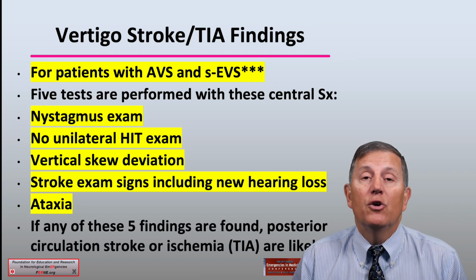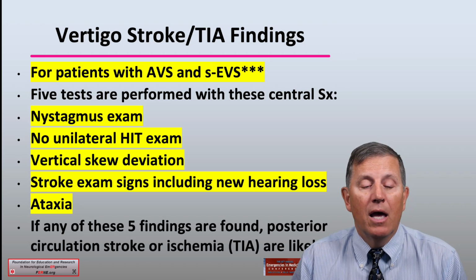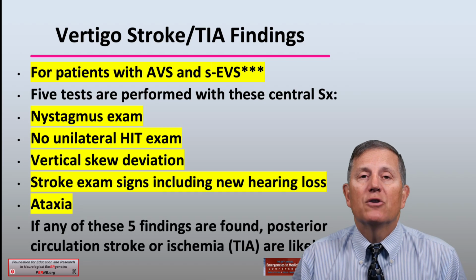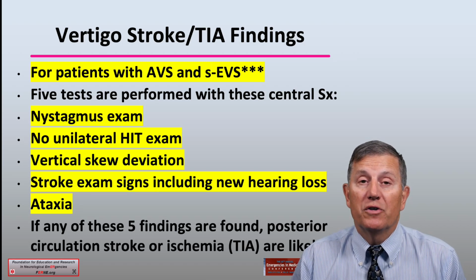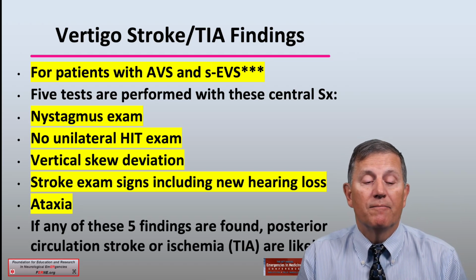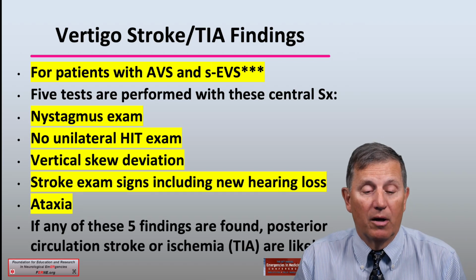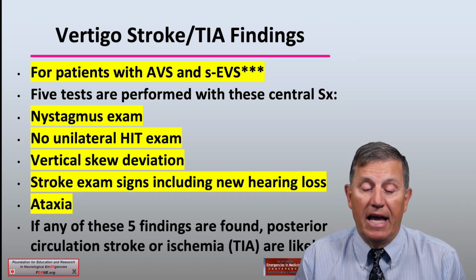Now, the first thing you need to do is to examine for nystagmus. Why? Because the head impulse test, which we'll be talking about, is really most useful only in patients who present with some type of nystagmus. So the first thing we'll do is to check for nystagmus, trying to note where the fast component is. Then we're going to do a head impulse test, and we'll talk about that. Then we're going to check for vertical skew deviation.